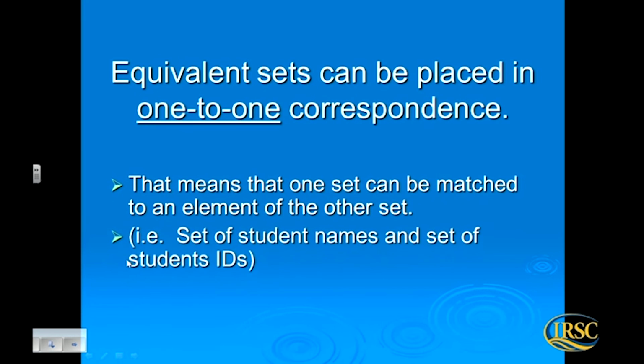Another example would be the set of student names and the set of student IDs. There is an equal amount of student names on my roster as there are student IDs. So I could match them up. And it doesn't even matter if I match them up to the correct person. The point is that I can match up each ID to a person and not have any leftovers. So that's what it means to be in one-to-one correspondence.